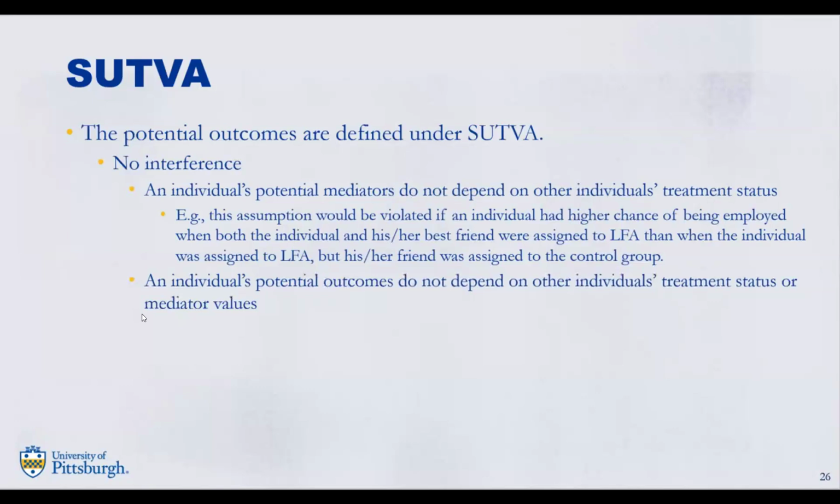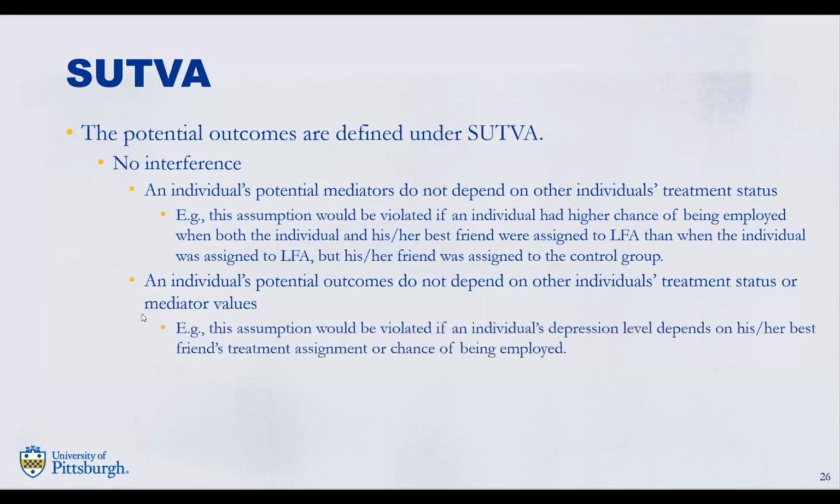And in addition, an individual's potential outcomes do not depend on other individuals' treatment status or mediator values. For example, this assumption would be violated if an individual's depression level depends on his or her best friend's treatment assignment or chance of being employed. And you may tell that in a classroom setting or a school setting, when the students are from the same classroom, there may be interference, in which case the assumption would be violated, so that we're not able to define the potential outcome in the way that we defined earlier.